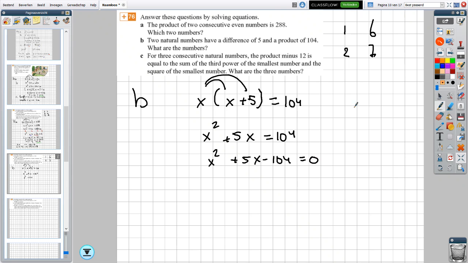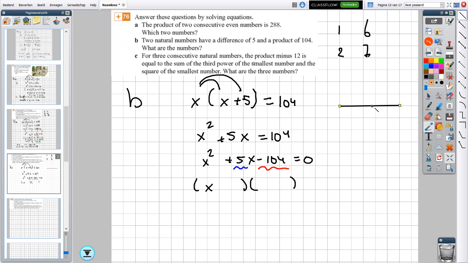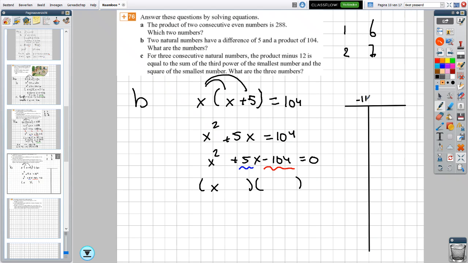So this one is a nasty one again, because now I have to find two numbers of which the sum is 5 and the product is minus 104. Yikes, that's not an easy one either. So if you want to, right, again, make a table like this. A long one, I guess. Of which the product is minus 104. And here we write down the sum.